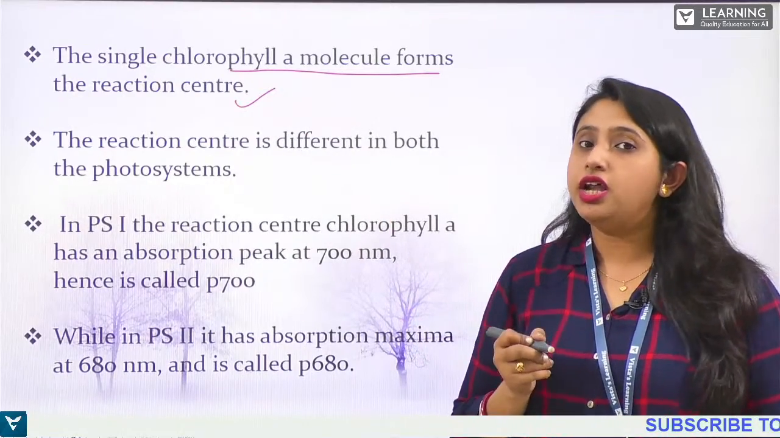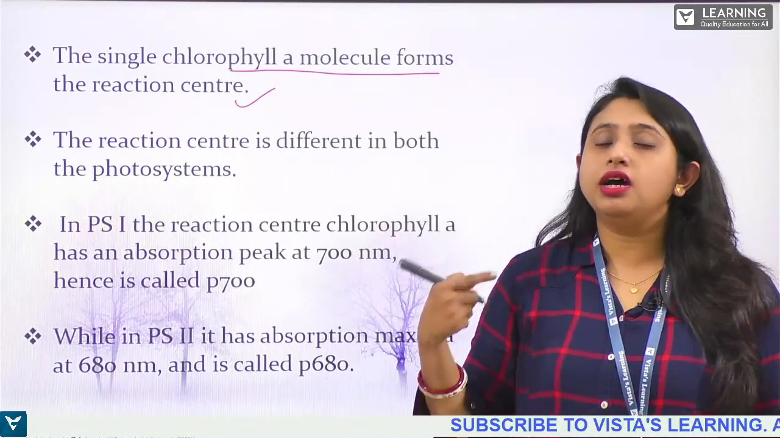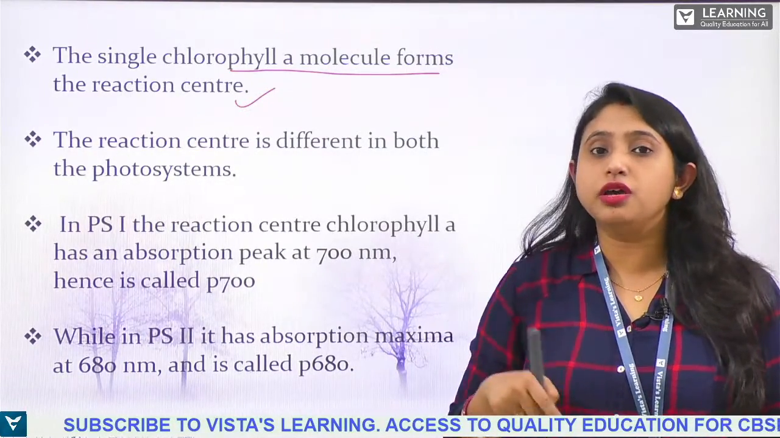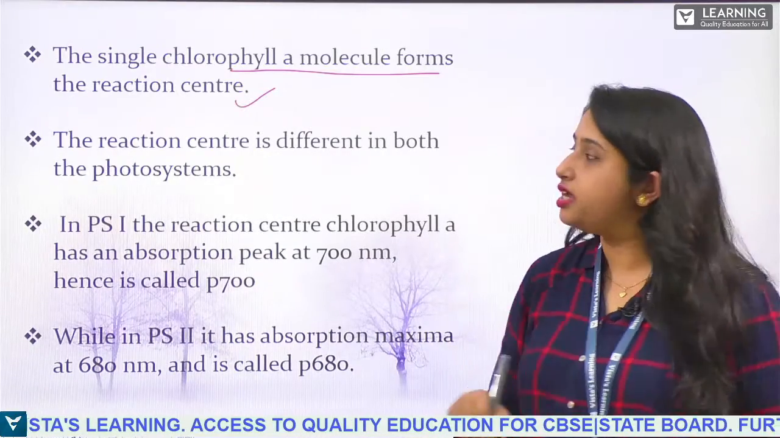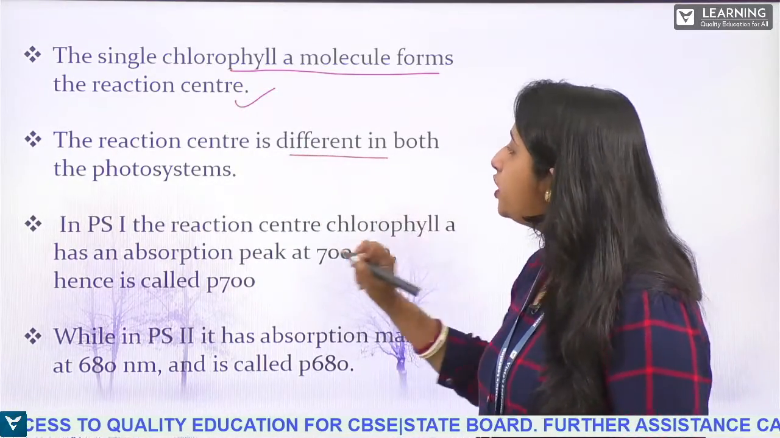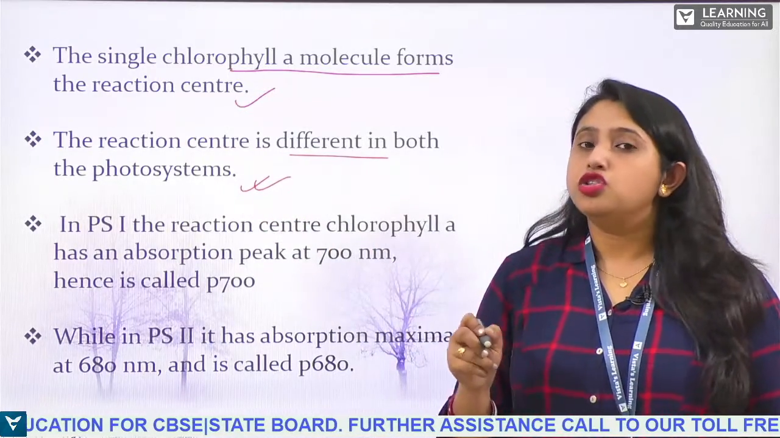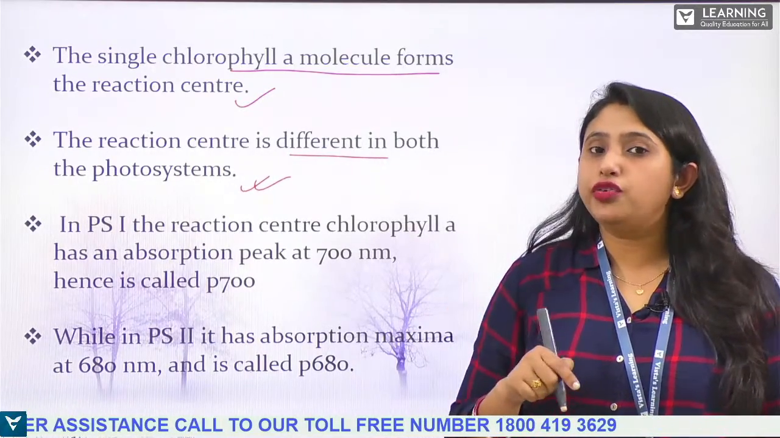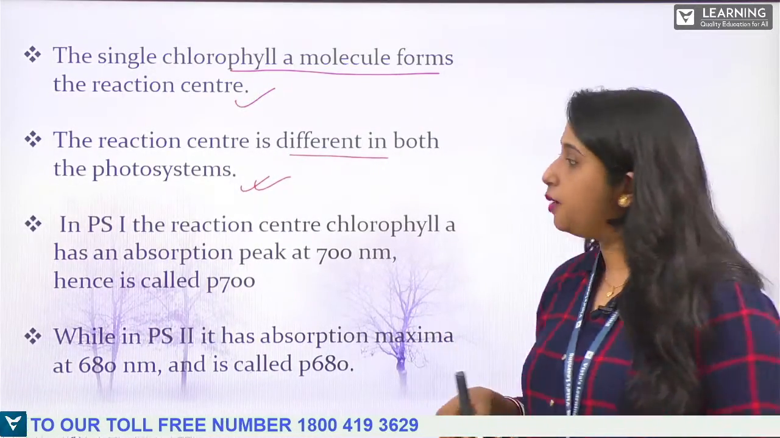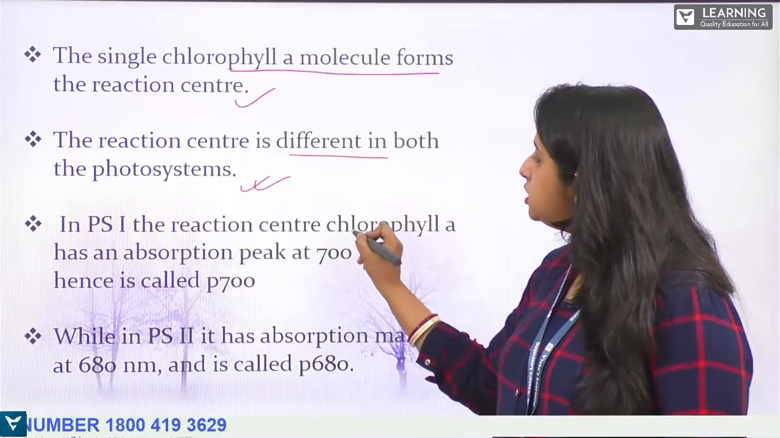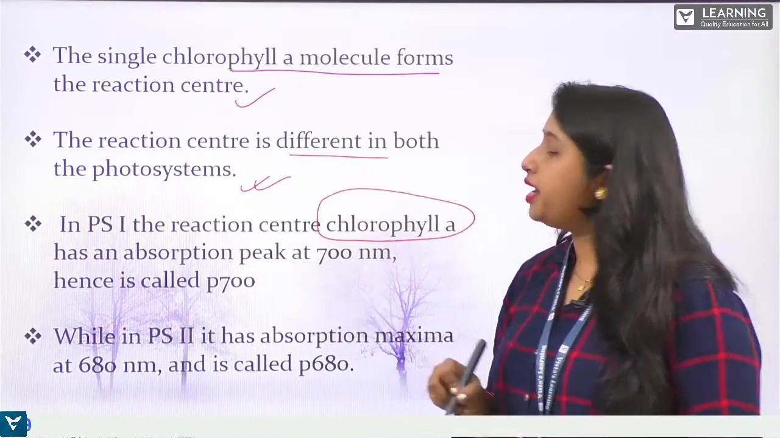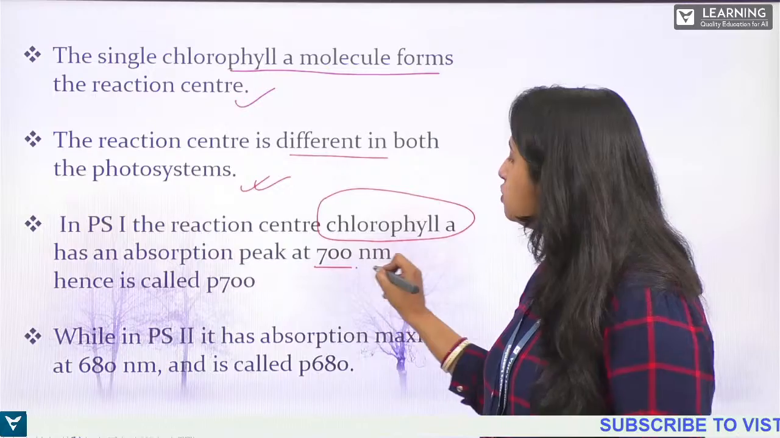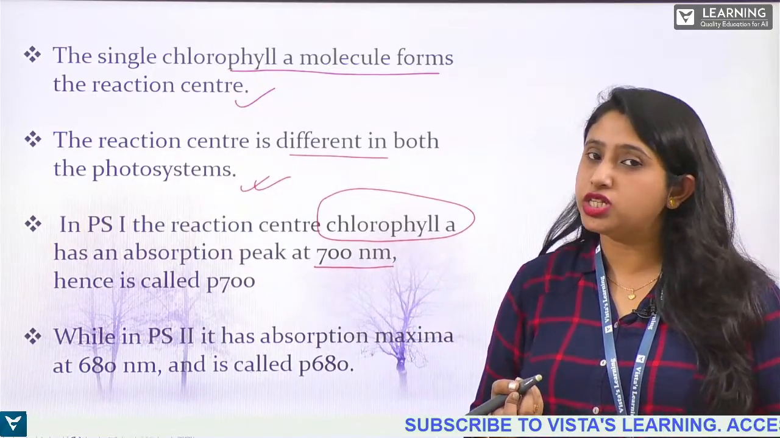As soon as the light comes and gets attracted to the chlorophyll A or the photosystem, it will form the reaction center. The reaction center is different in both the photosystems. One will have chlorophyll A, another will have chlorophyll B. In photosystem 1, the reaction center is chlorophyll A, and the absorption peak is 700 nanometer, which I have said.